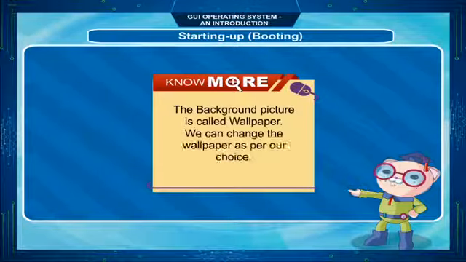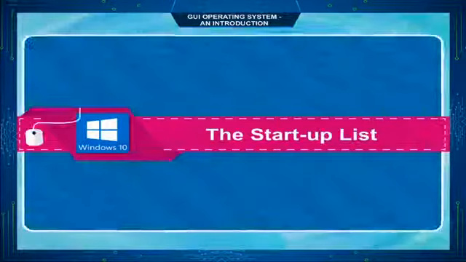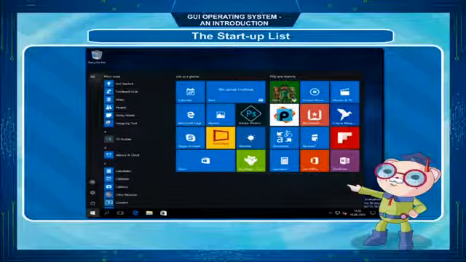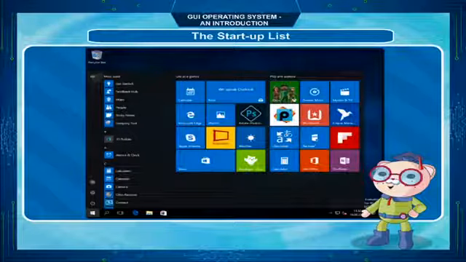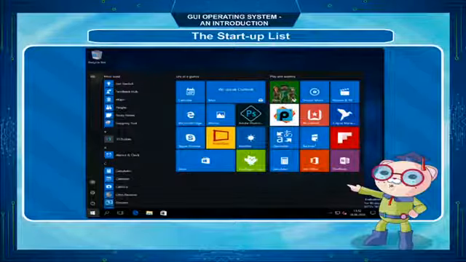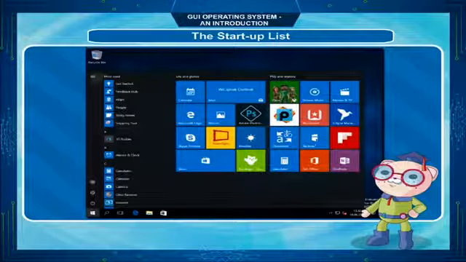The background picture is called Wallpaper. We can change the wallpaper as per our choice. The startup list. At this time, the startup list is also being launched. The startup list contains a list of apps or programs that need to be started before the desktop appears. Antivirus programs, printer programs, and Microsoft Office are examples of this list.